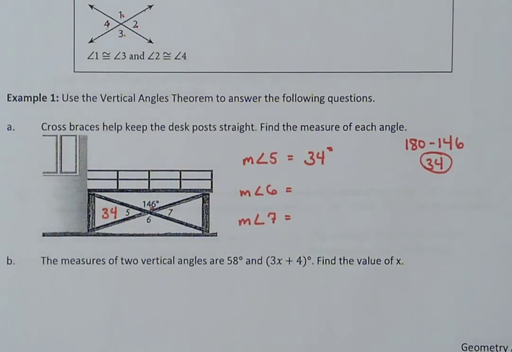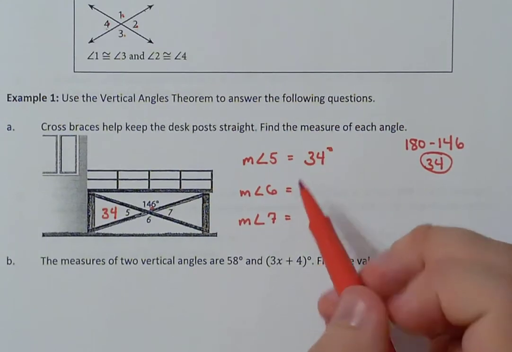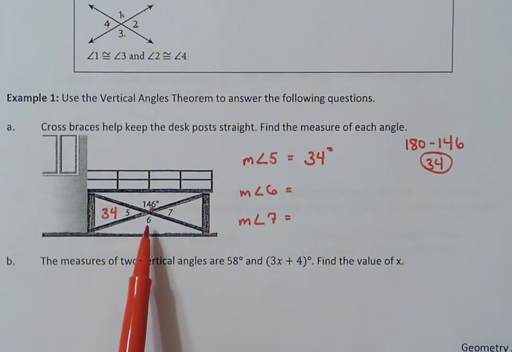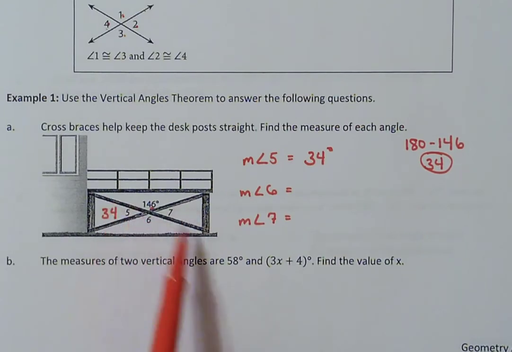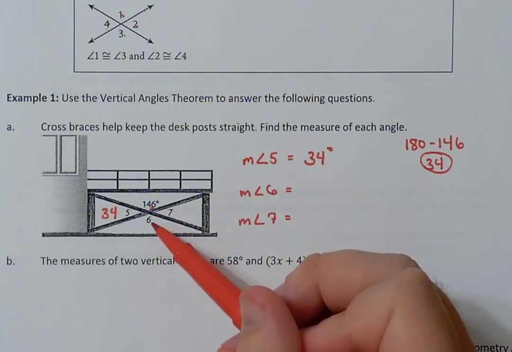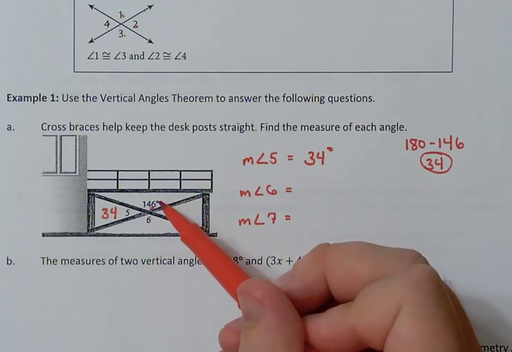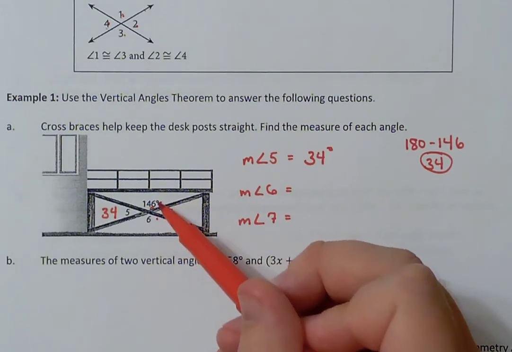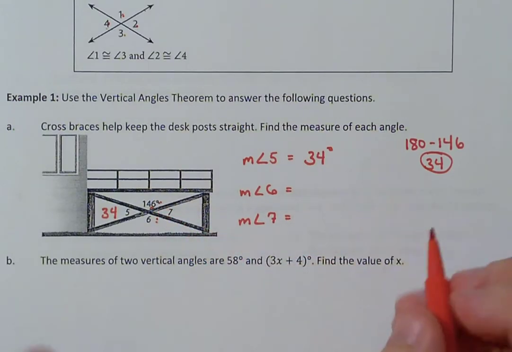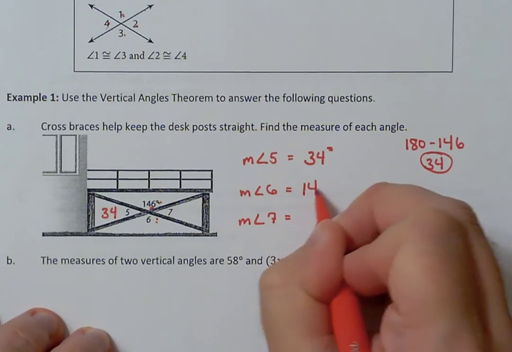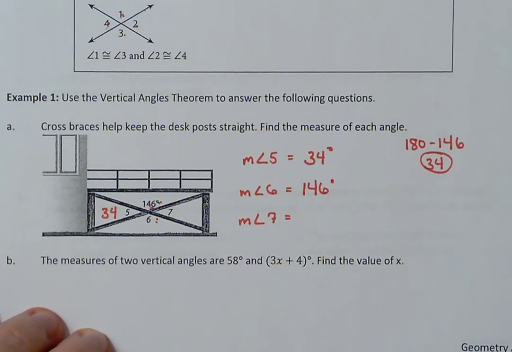From here, all I'm going to use is vertical angles. If we look at the measure of angle 6, angle 6 is right here. We're using vertical angles. What is the angle that is opposite of angle 6? I have two straight lines that cross, and opposite angles are equal. So the angle opposite of 6 is 146 degrees. These two angles are congruent to each other. So the measure of angle 6 is 146 degrees.